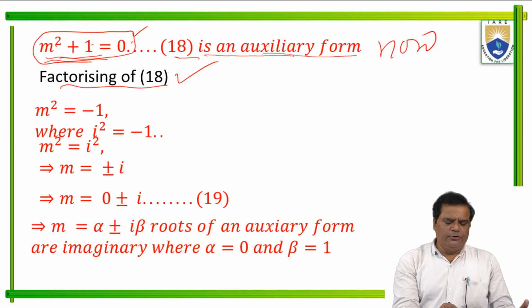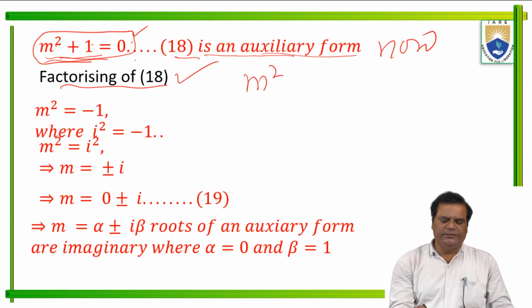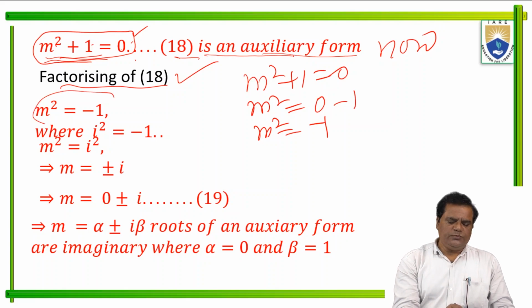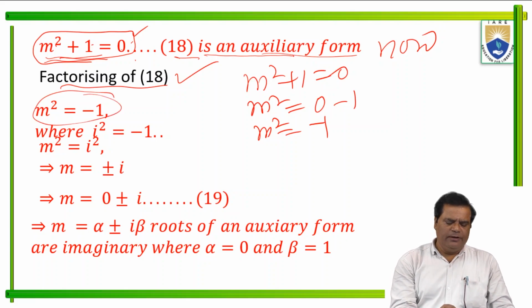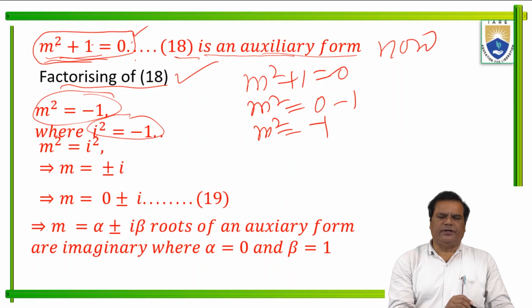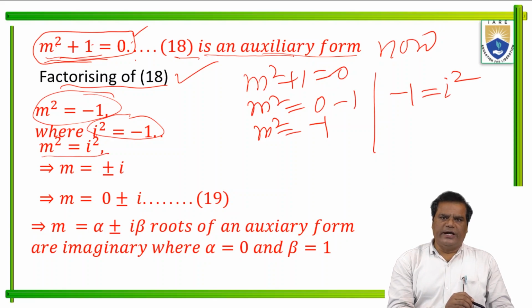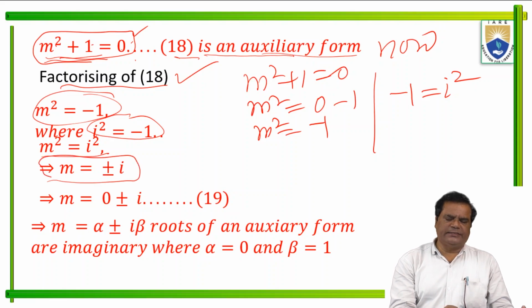Taking 1 to the right hand side, m square equal to minus 1. Where i square is minus 1, meaning minus 1 is i square. So here m square equal to i square, and factorizing this, m equal to plus minus i.